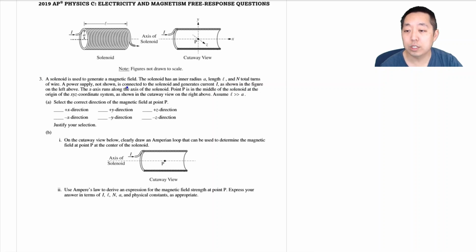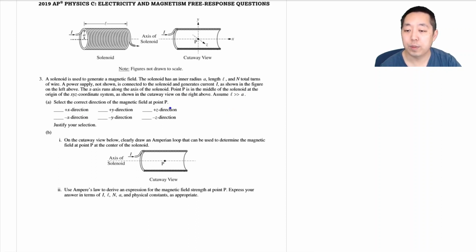So a solenoid is used to generate a magnetic field. The solenoid has an inner radius A, length L, and N total turns of wire. A power supply, not shown, is connected to the solenoid and generates a current I, shown in the figure on the left above. The x-axis runs along the axis of the solenoid. Point P is in the middle of the solenoid. It shows a cutaway.